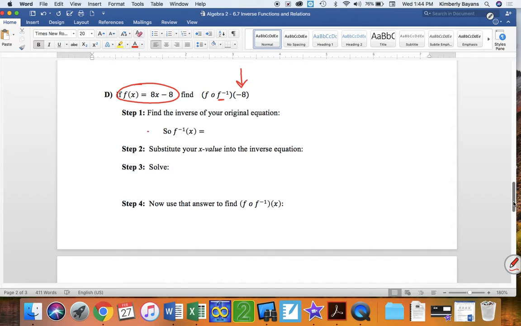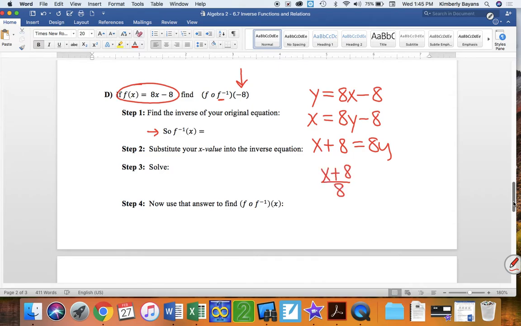So we have to first find the inverse of f of x. So again, I'm going to go ahead and start right here. I'm going to exchange out my f of x with a y, and then I'm going to change places, and I'm going to solve for y. So I'm going to get x plus 8 equals 8y, and then I'm going to get x plus 8 all divided by 8 equals y.